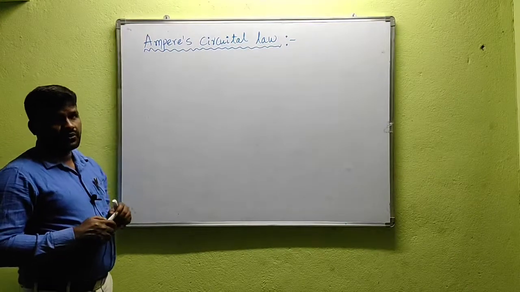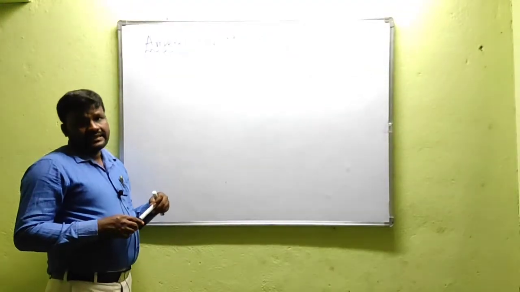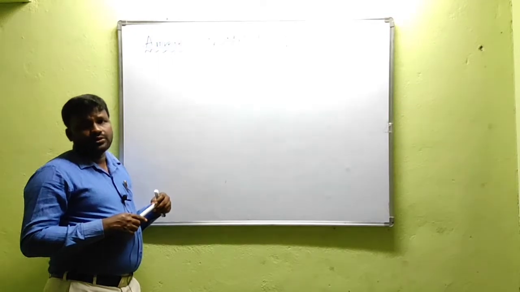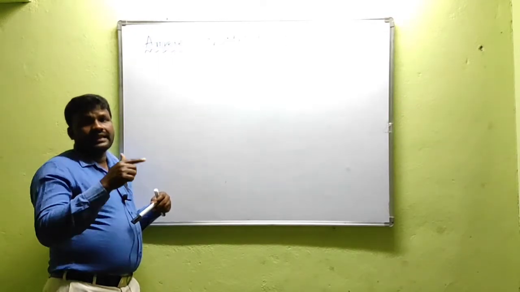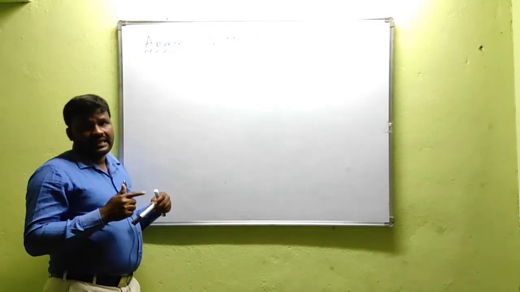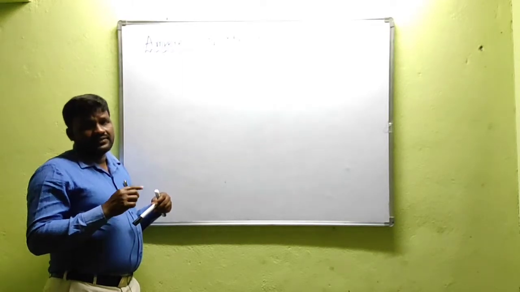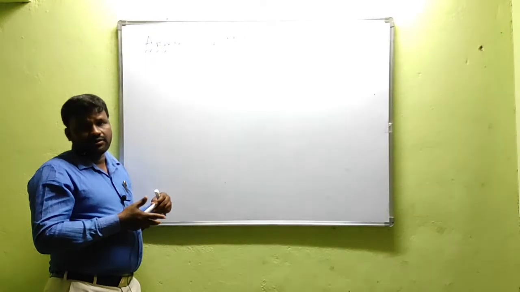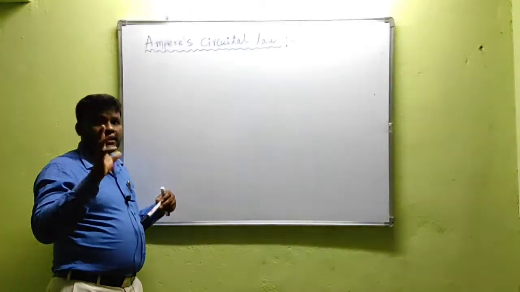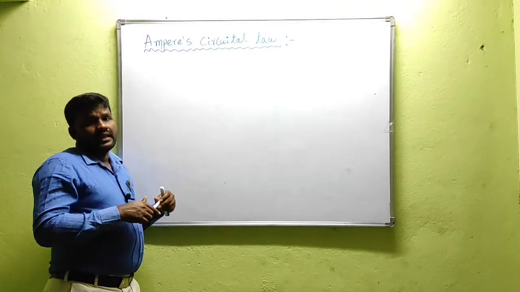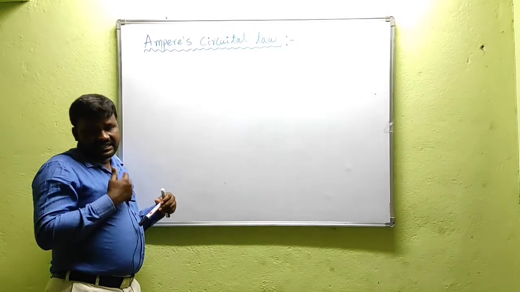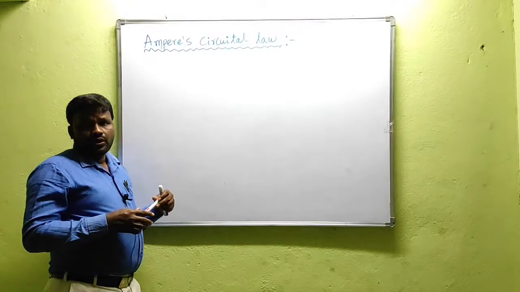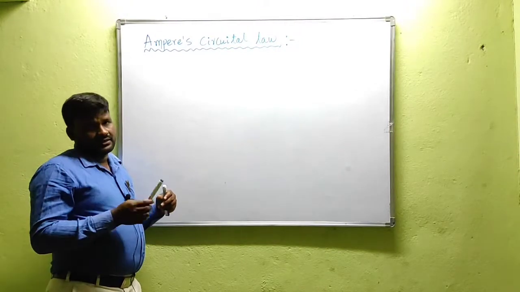This Ampere's circuital law states that the line integral of magnetic field intensity around a closed path is equal to the current enclosed by that path. Once again, I am repeating that statement. The line integral of magnetic field intensity around a closed path is equal to the current enclosed by that path.